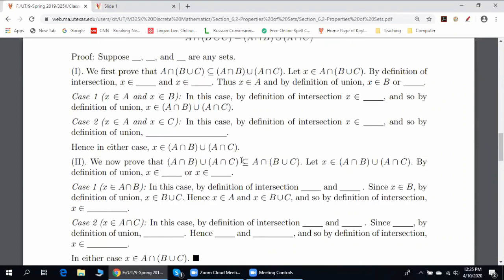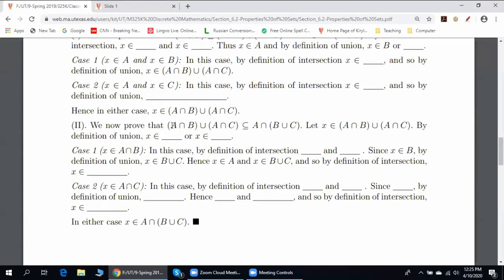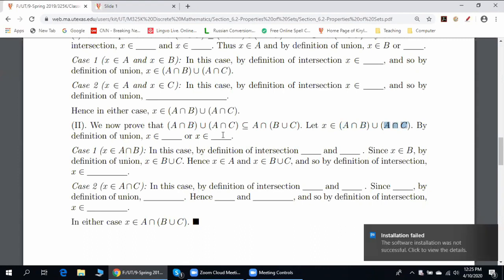Now, part two. Now we want to prove that the right-hand side is a subset of the left-hand side. It's exactly what is written here. So suppose X is any element from the left-hand side. By definition of union, what do we put here and here? The first would be A intersection B. The second part will be A intersection C.